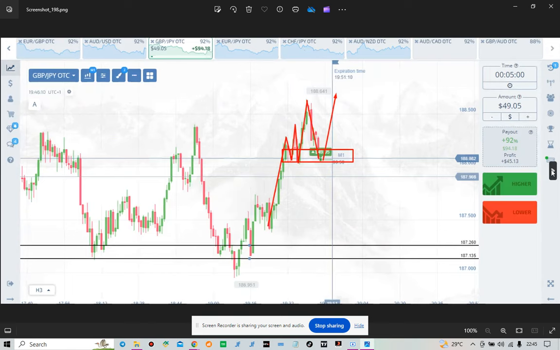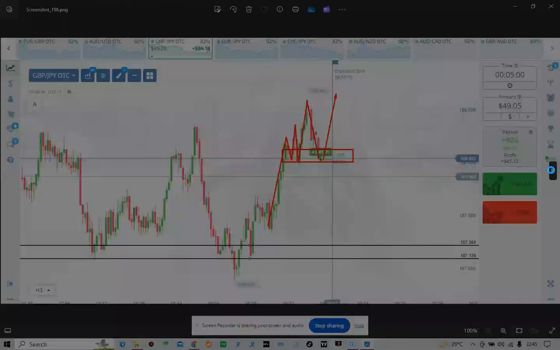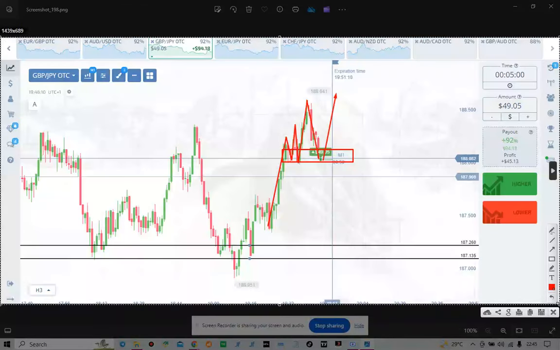So always follow the bullish pattern. This is one of my favorite trade patterns. I use this favorite trade pattern mostly in forex and mostly in binary option if I'm trading the 5 minute expiry time. And this pattern is called the flag limit pattern.